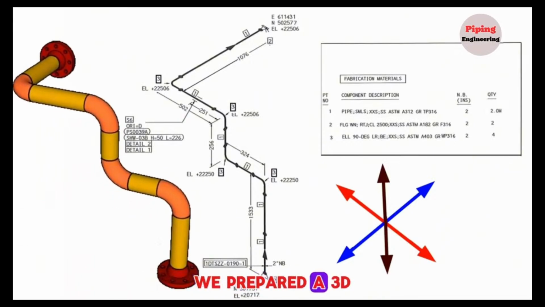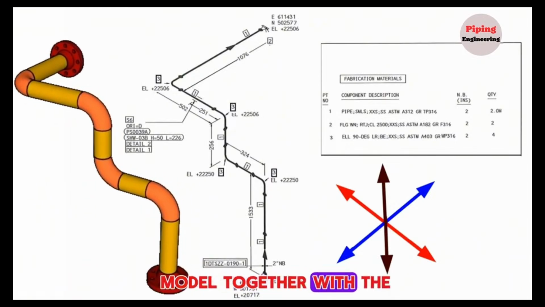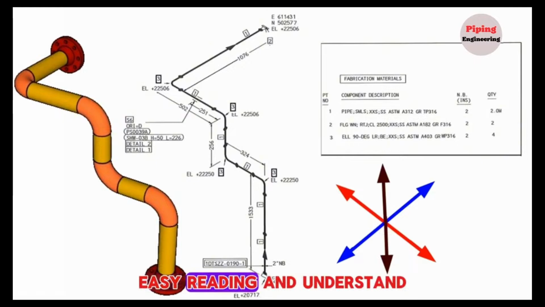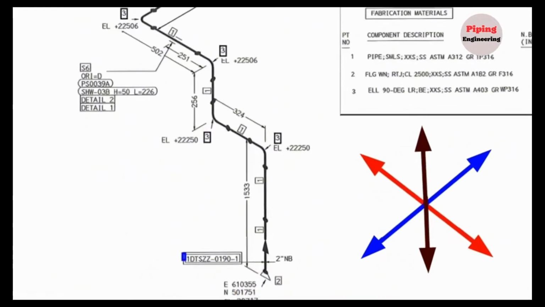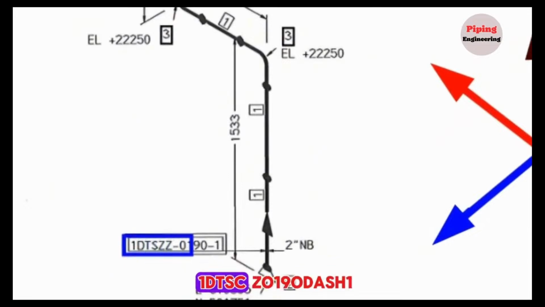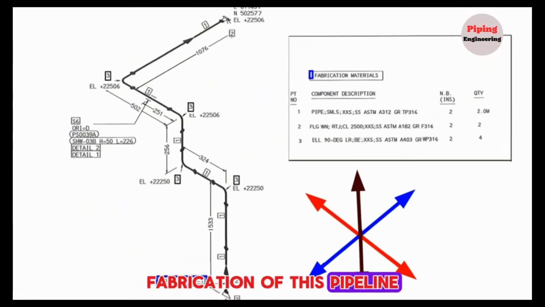Also, we prepared a 3D model of this pipeline and put the 3D model together with the pipe drawing for easy reading and understanding of the piping isometric drawing. This pipeline number is 1DTSCZ0190-1. Let's start first to learn the bill of materials used for fabrication of this pipeline.